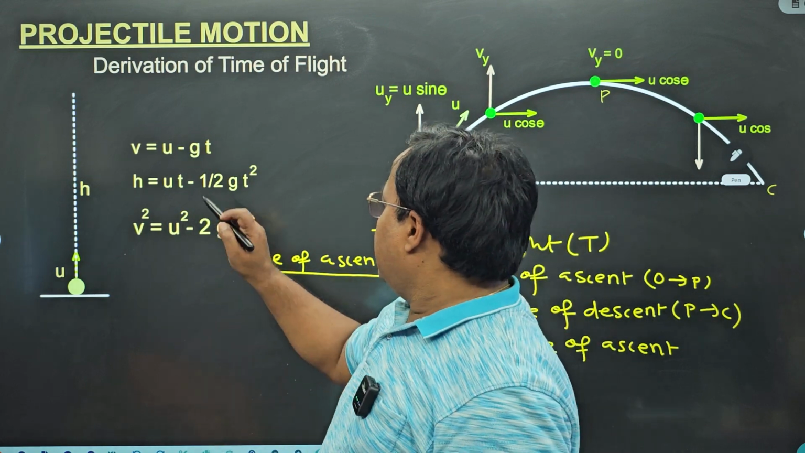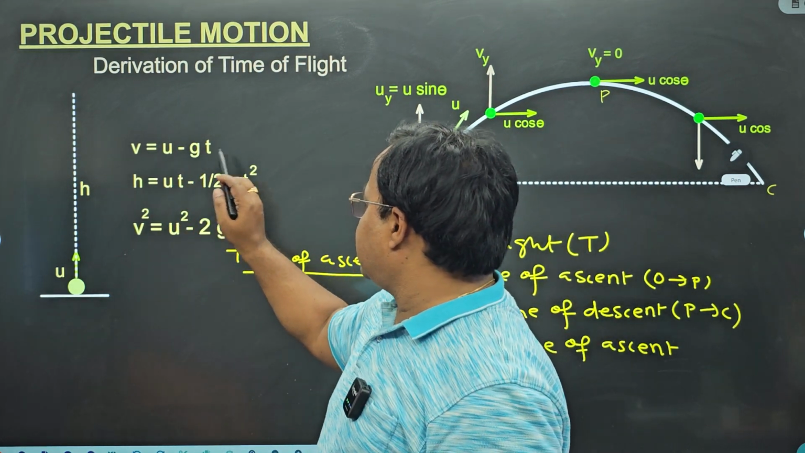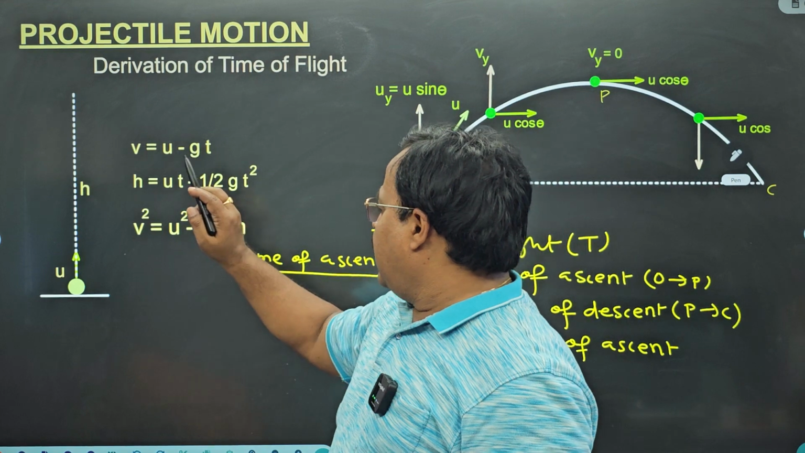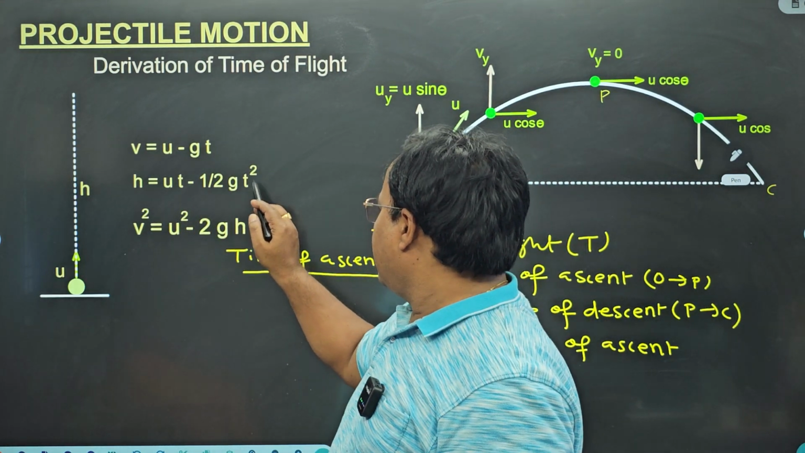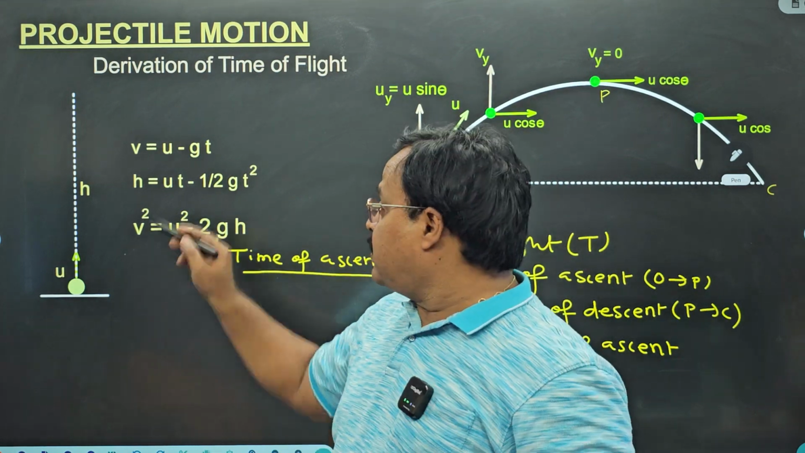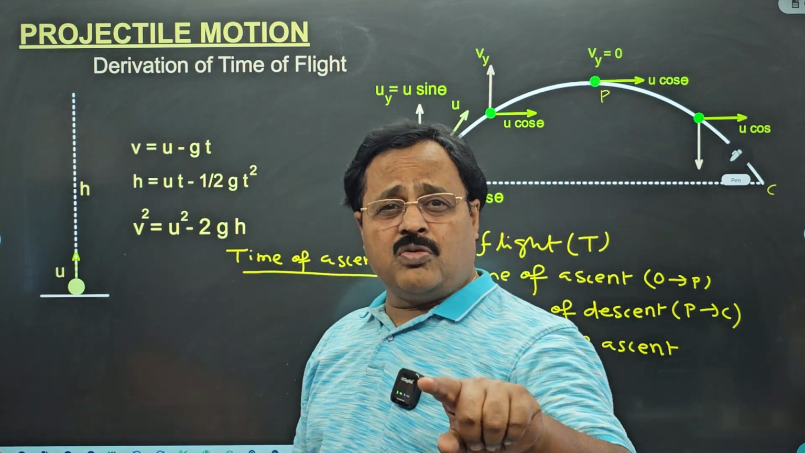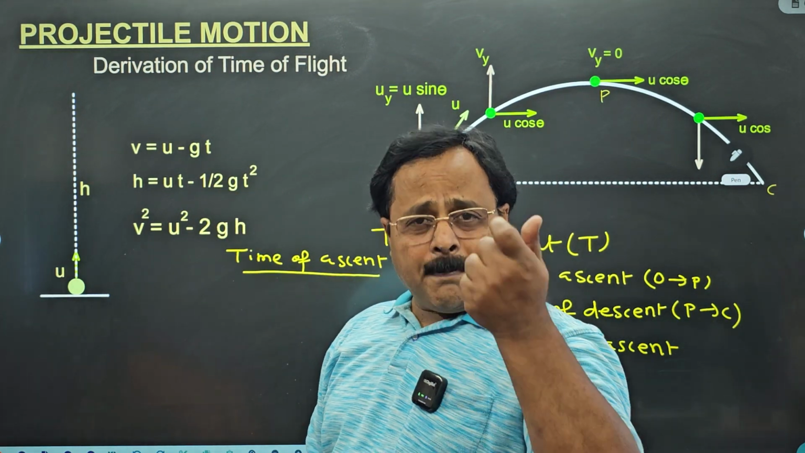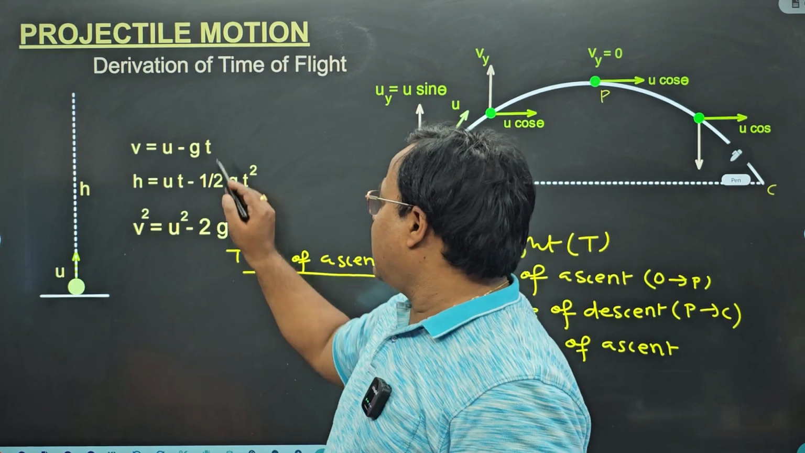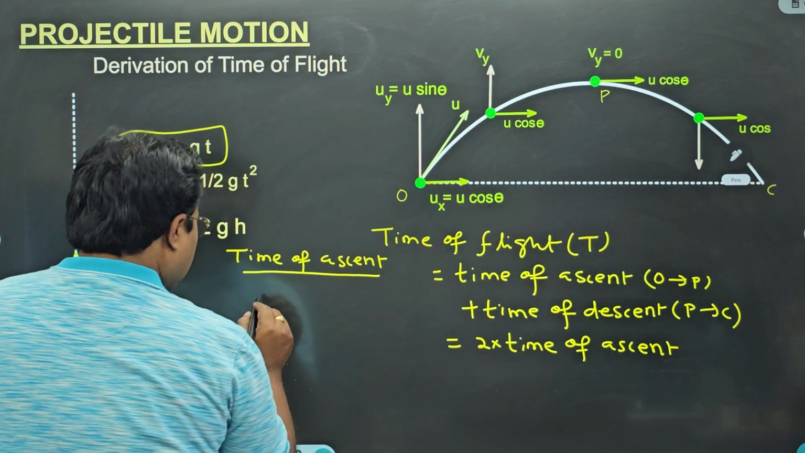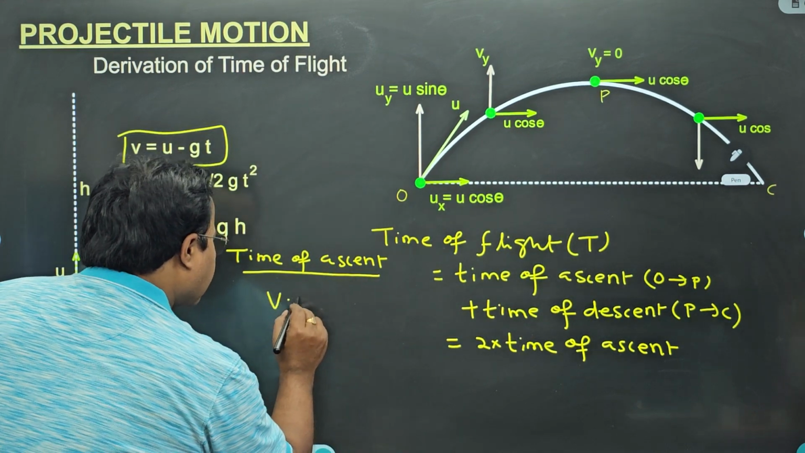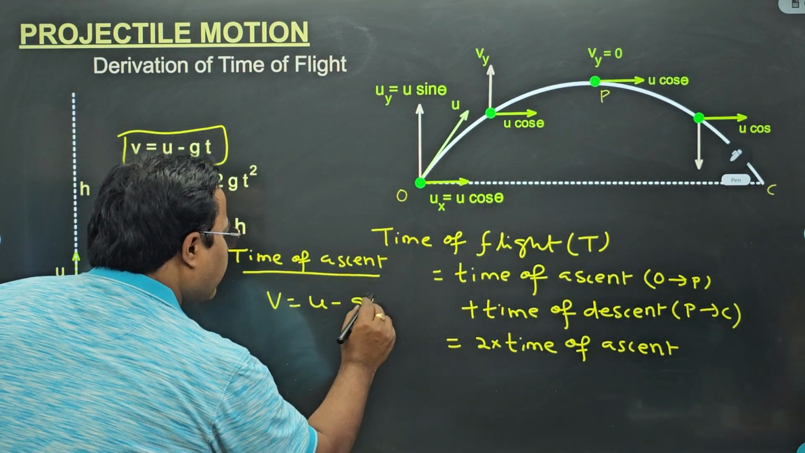In the equation V is equal to U minus GT, there is a term T. In the equation H is equal to UT minus half GT square, there is a term T. So out of these two equations, which equation will be easy to apply to find the time of flight? That is V is equal to U minus GT. So we will use the equation of kinematics, V is equal to U minus GT.